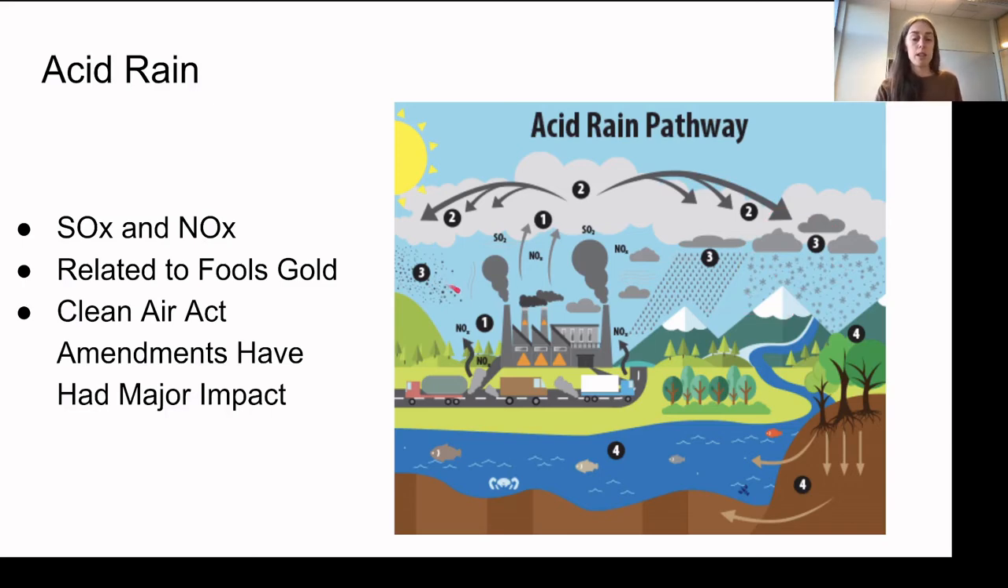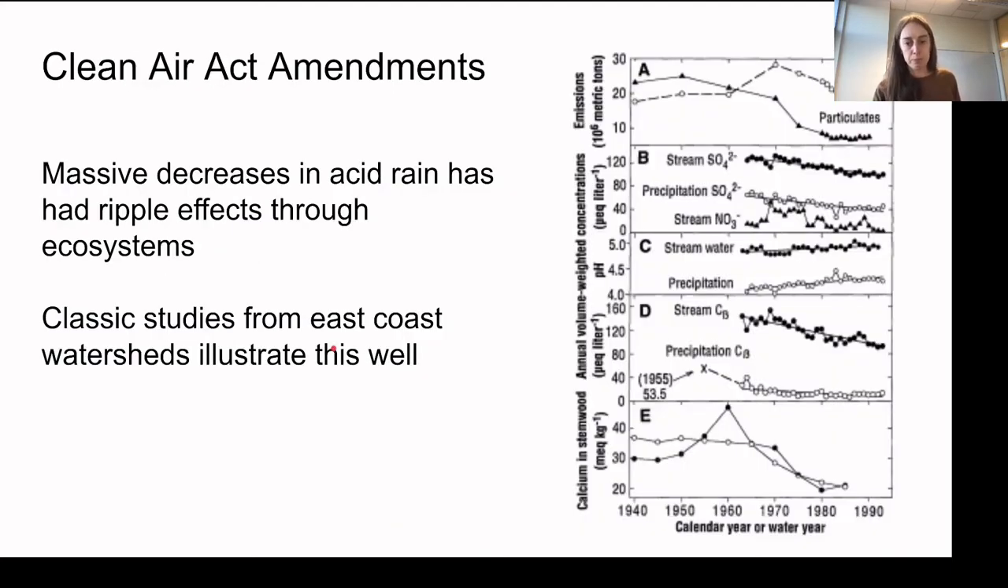Thankfully, Clean Air Act amendments have had a major impact. The initial Clean Air Act was in 1970. They made an amendment in 1990, so they got a lot better. And we have seen a massive reduction in the amount of acid in our rain. So we can see here that we have massive decreases in acid rain, and it's had ripple effects through the entire ecosystem. The East Coast, because our coal was primarily coming from coal country in Kentucky, West Virginia, Ohio, getting put into coal-fired power plants, and downwind of that is the East Coast, we can see a lot of those effects along the East Coast.